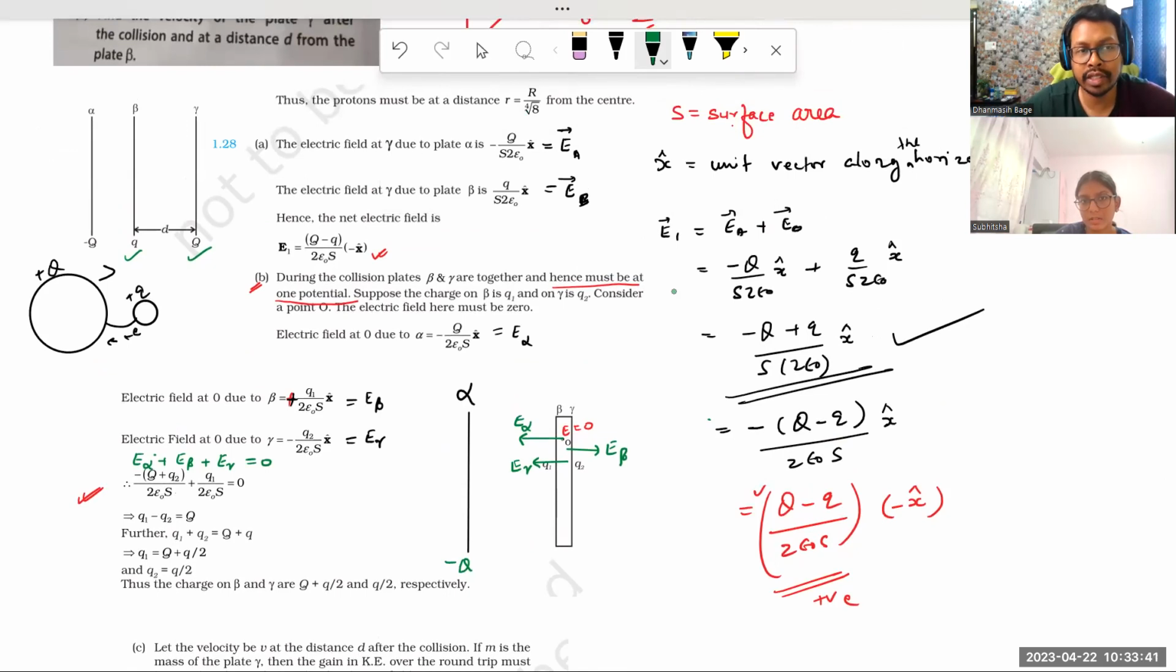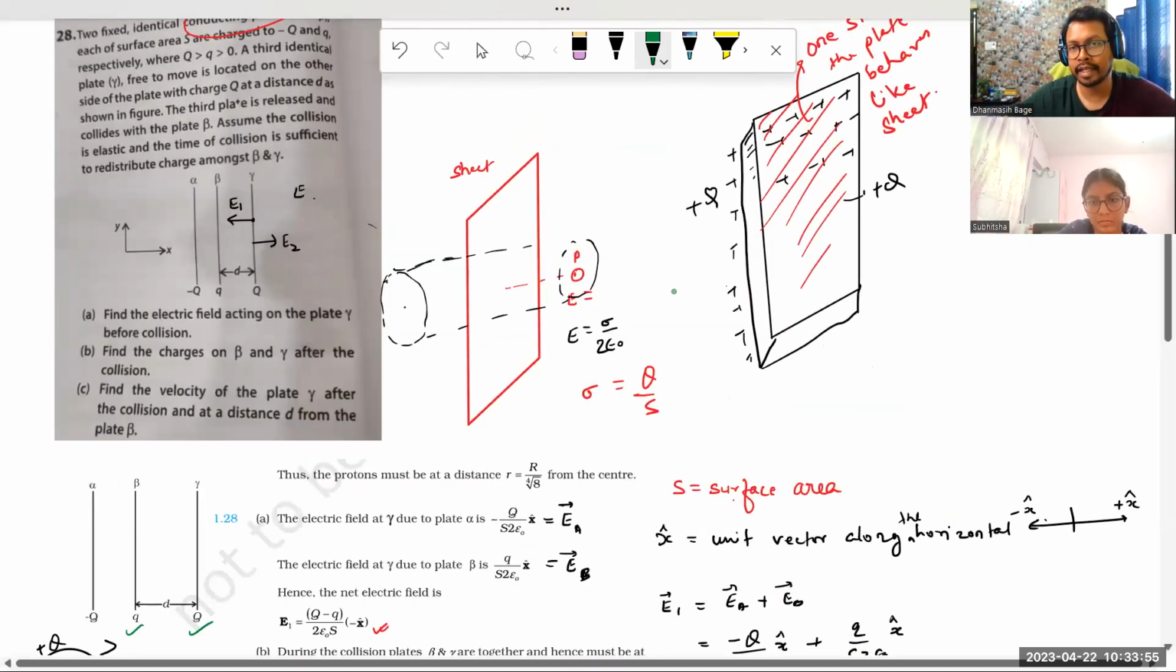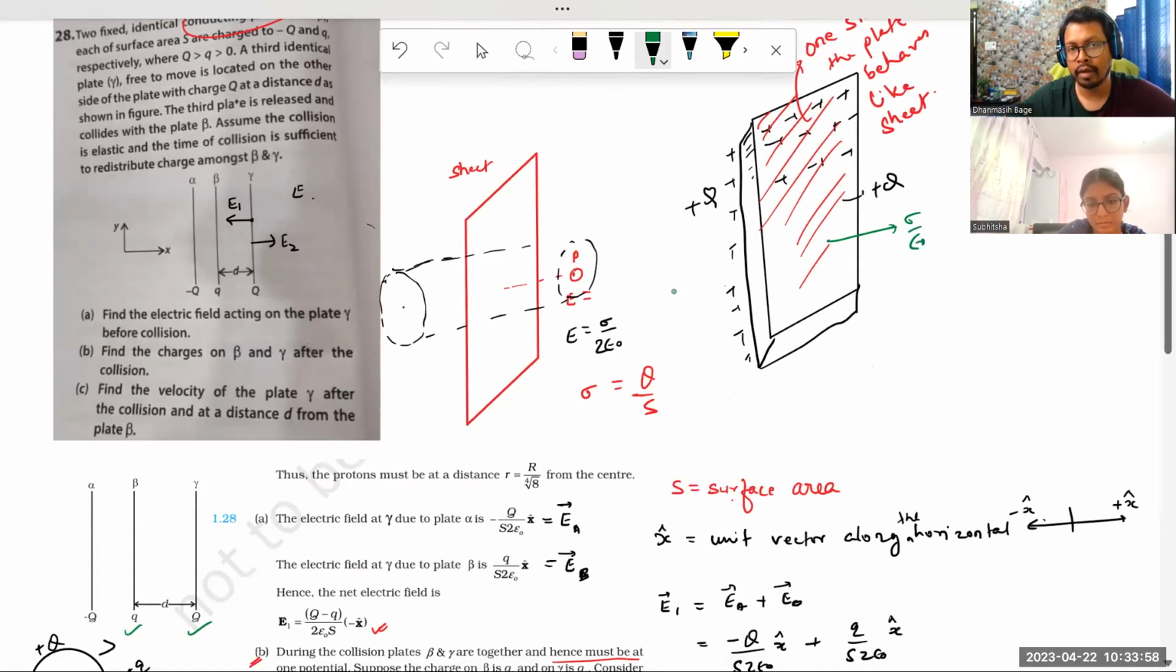Whenever you get this kind of plate questions, imagine they are just considering one face of it, right? Not the entire plate. If you consider the entire plate, then the field will be what I told you, sigma by epsilon naught. But if you're just considering one face of it, then you'll always take this. Most of the time, you'll be using this equation, because whenever you're dealing with these kinds of problems, they just mean one face of it. Charges distributed over one face will simply be an infinite sheet.